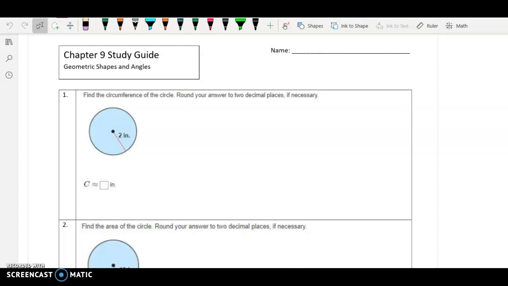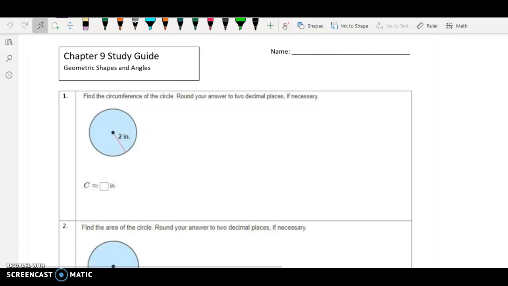Okay, so we're going to go over your study guide. And just so you guys know, on your test, I will be giving you the formulas. The formula sheet will be on Schoology though, so you might have to split your screen with Schoology and with your test on Big Ideas if you want those formulas for the test.